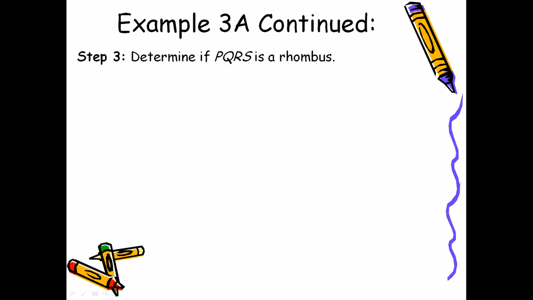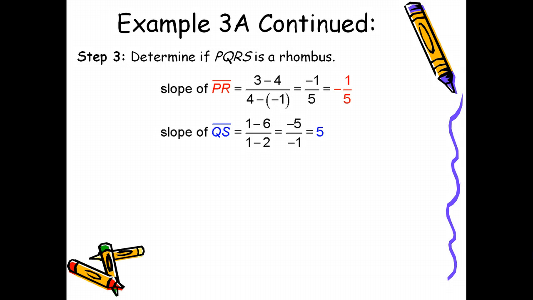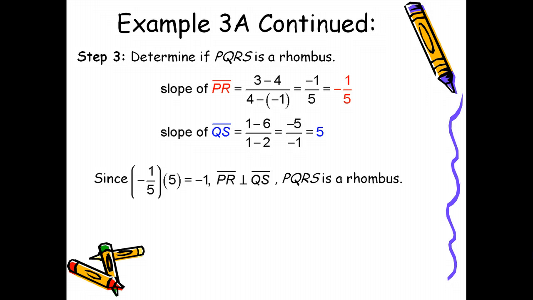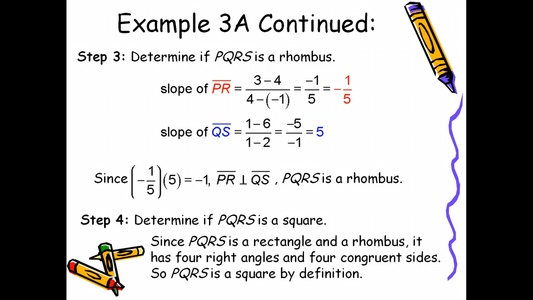So now we want to find out if PQRS is a rhombus. The slope of PR is equal to negative 1/5. The slope of QS is equal to 5. Since negative 1/5 times 5 equals negative 1, which tells us these are opposite reciprocal slopes, then PR is perpendicular to QS. PQRS is a rhombus. And then we want to determine, is it a square? Well, since it's a rectangle and a rhombus, it has 4 right angles, 4 congruent sides, so PQRS is a square by definition.